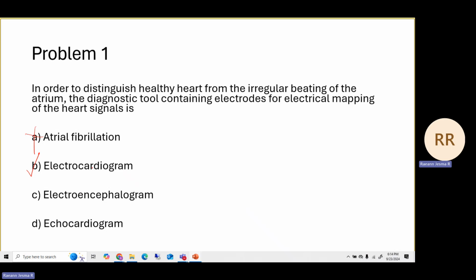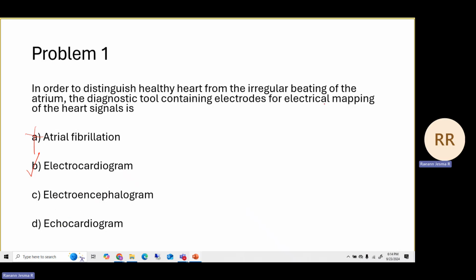electrocardiogram. From the name you can know that electro means we are measuring electrical signals and cardio means from the heart. In option C, we have electroencephalogram, which means we are measuring the electrical signals from the brain. Encephalo means the brain. And in option D, we have echocardiogram, where we are measuring the echo signal from the heart.